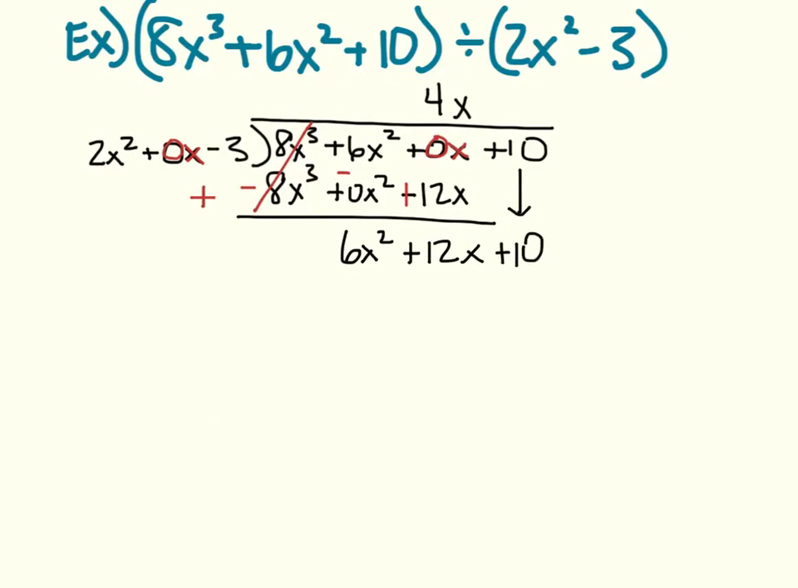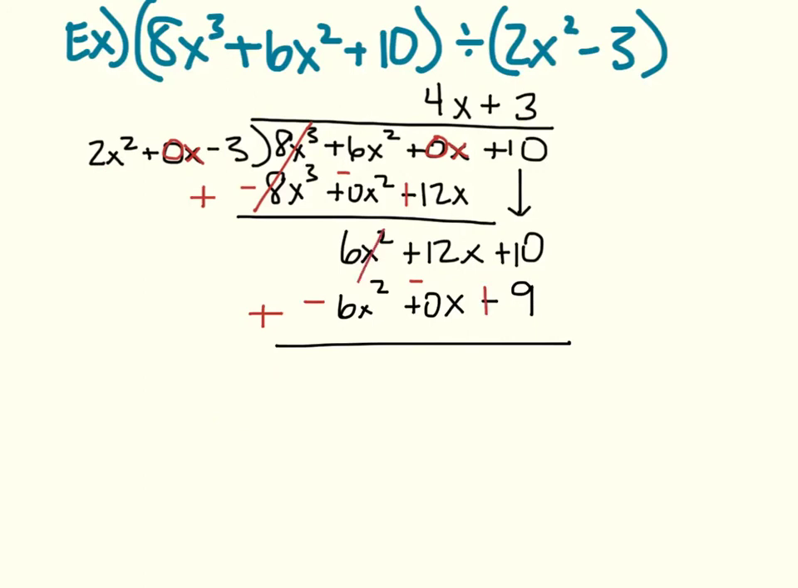Okay, so now, how do I make 2x squared into 6x squared? A positive 3, because 3 times 2x squared is 6x squared. 3 times 0x is still 0x, and 3 times negative 3 is negative 9. Every time, if I'm going to add them, I have to change all the signs. These cancel. 12x plus 0 is 12x. 10 plus 9 is 19.